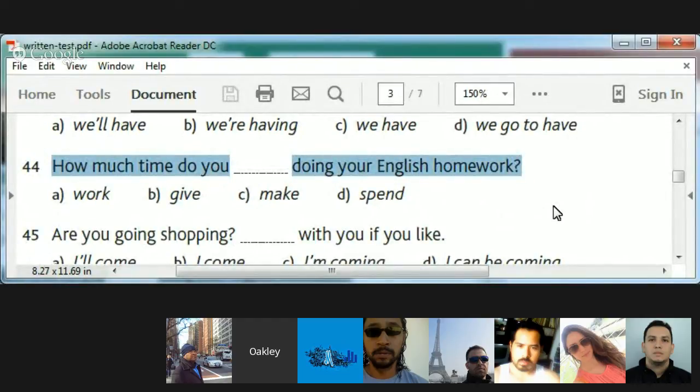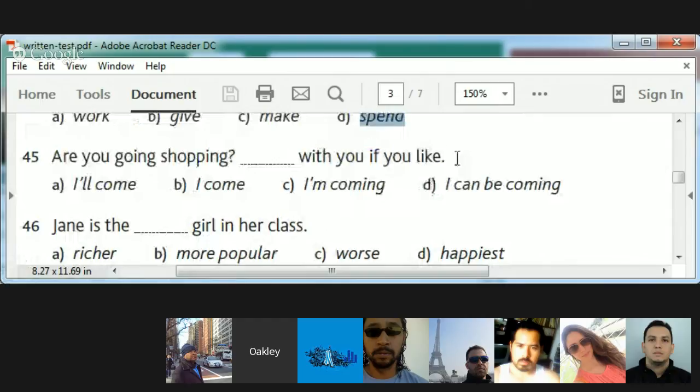How much time do you spend doing your English homework? Very good. And spend, frankly, it's the collocation. You spend time, you spend money. You can spend energy or spend effort as well. That's very strong collocation. It's the only one that makes sense there. Good job.